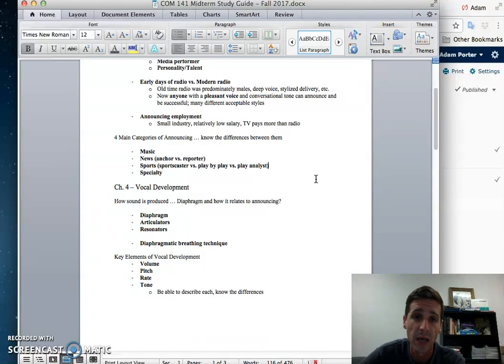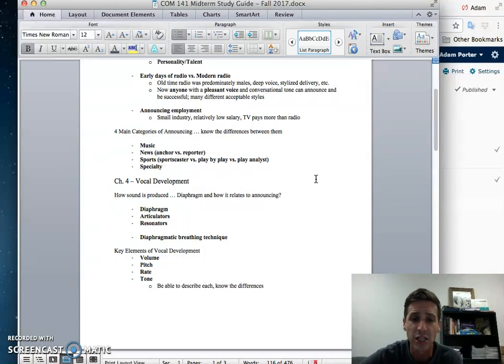So think of things like commercial voiceover announcers, documentary narrators, audiobook narrators, character actors who are just doing voice work. And the list goes on and on and on of ways people can use their voice in a professional capacity that is not for music, news, or sports. Talk show hosts also fall in that category as well.